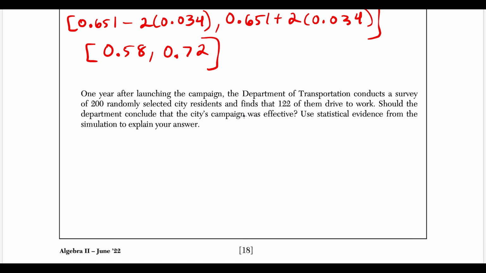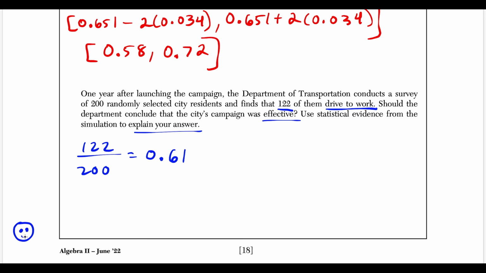Now for the second part of this question, we have 1 year after launching the campaign, the Department of Transportation conducts a survey of 200 randomly selected residents, and they find that 122 of them drive to work. So we want to look here, should the department conclude that the city's campaign was effective? And we have to use the statistical evidence from the simulation to explain our answer. So for this one here, the first thing I would do is just do 122 out of 200. And this is going to be equal to, if we reduce this, 61 over 100, which is 0.61.